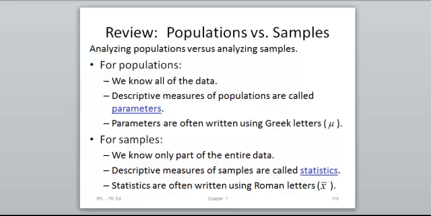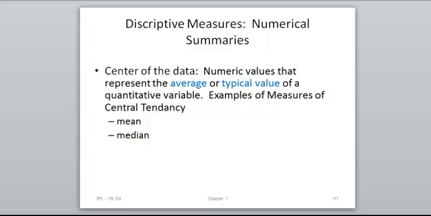Now, statistics are often written with Roman letters, and the very special one that you see here, x with a bar over it, is the sample mean. So the sample mean estimates mu, the population mean. So we're going to start off with the center of the data, the numeric value that represents the average or typical value of a quantitative variable.